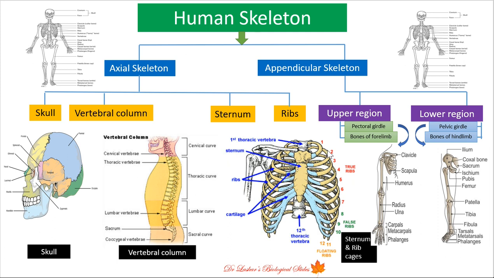The first 7 pairs of ribs, 1, 2, 3, 4, 5, 6 and 7, are called true ribs. Dorsally, they are attached to the thoracic vertebrae and ventrally, they are connected with the sternum with the help of hyaline cartilage. Here it is written cartilage, actually it is hyaline cartilage. This blue color is mainly the hyaline cartilage.